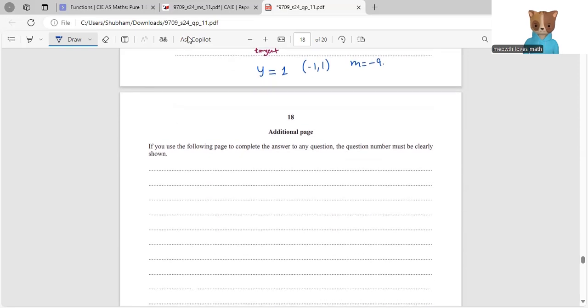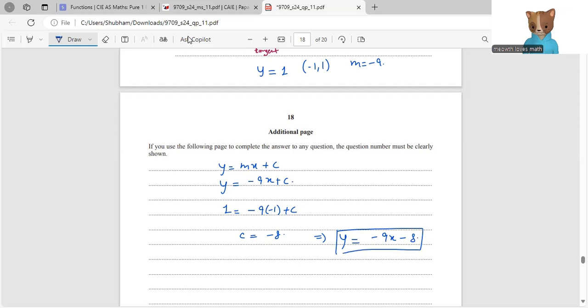Therefore, we have to find the equation. So y equal to mx plus c, or y equal to negative 9x plus c. Now y is 1 when x is negative 1, so therefore c is equal to negative 8. And from here we have the equation for the tangent as y equals minus 9x minus 8. Okay, so this is the equation for the tangent.